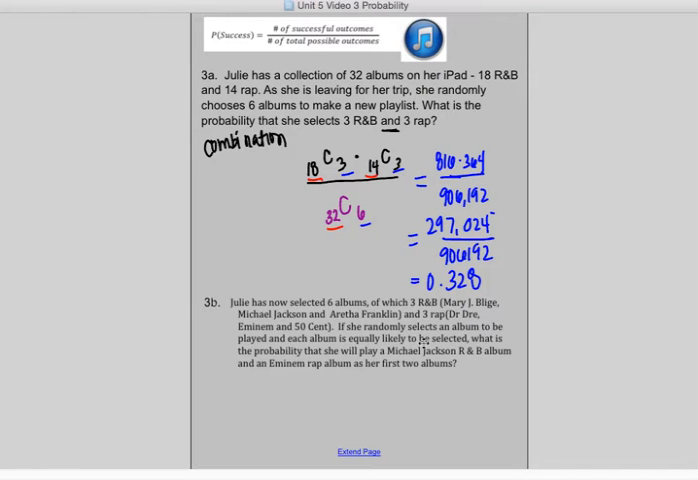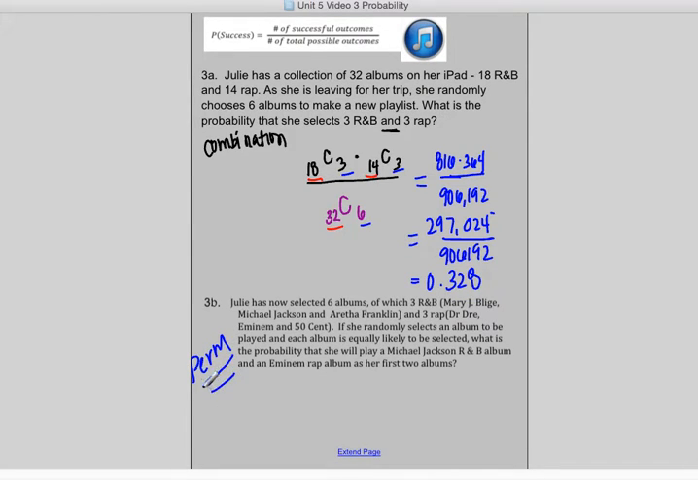So if she randomly selects an album to be played, and each album is equally likely to be selected, what is the probability that she will play a Michael Jackson R&B album and an Eminem rap album as her first 2 albums? Okay, so now we are taking our albums and putting them in an order. So in this case, order matters. So it is a permutation.